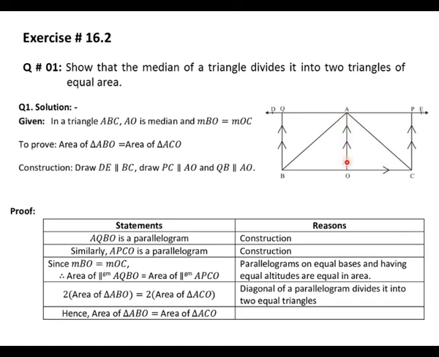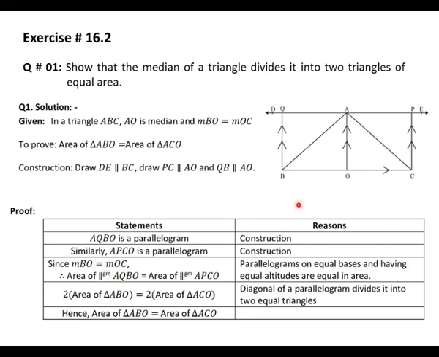Now since AO is the median of this triangle, median means AO is bisecting BC, and bisecting further means that BO is equal to OC. So BO is equal to OC. Now if you observe, this is a parallelogram AQBO, and the second one is APCO. Both parallelograms have equal bases and equal altitude, so both will be equal in area. So we can write area of parallelogram AQBO is equal to area of parallelogram APCO.